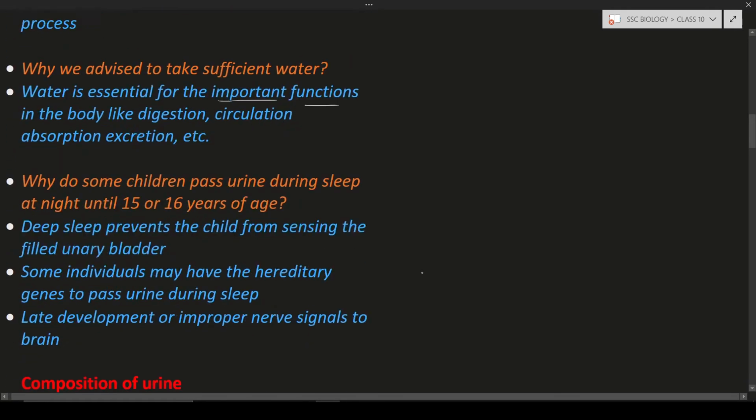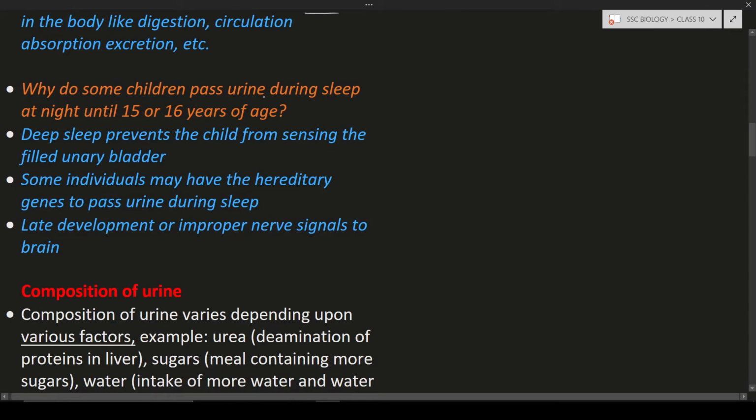Okay, why do some children pass urine during sleep? We have taken 3 examples. The first example is deep sleep. When the child is in deep sleep, he cannot sense the filled bladder. He cannot sense that urine is filled in the urinary bladder. So as a result, the child will urinate in the sleep.